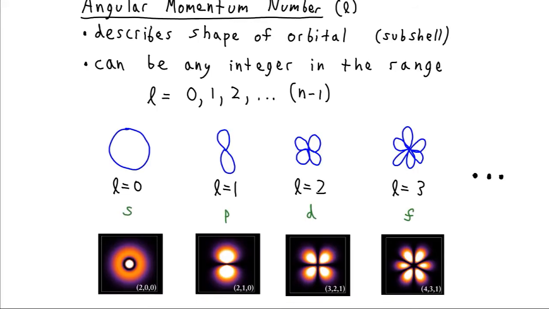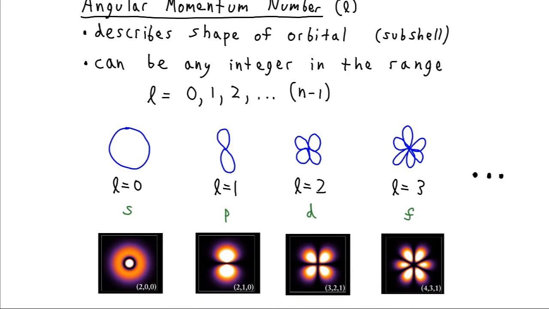And these are some of the shapes that L can give us. If L equals 0, then we get these spherical shapes, which correspond to the Bohr solutions. If we have L equals 1, we get kind of this double lobe shape. If L equals 2, we get these quadruple lobes. And L equals 3, we get these maybe sextuple lobes.